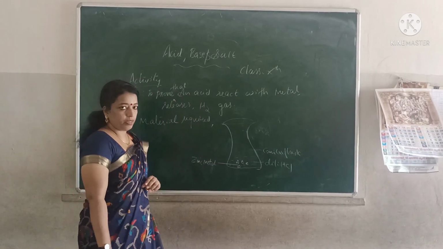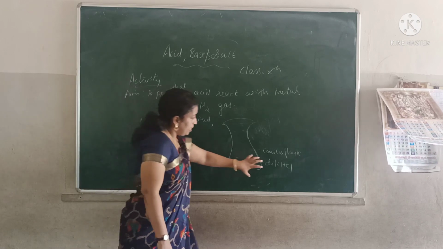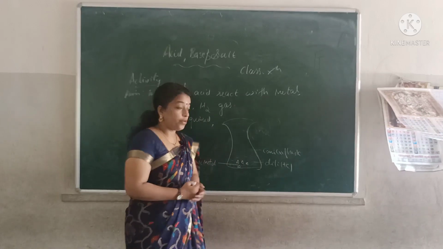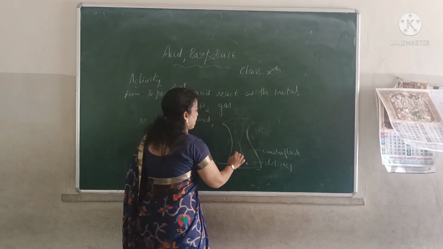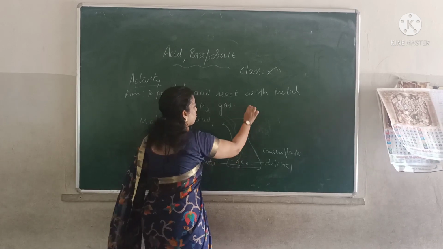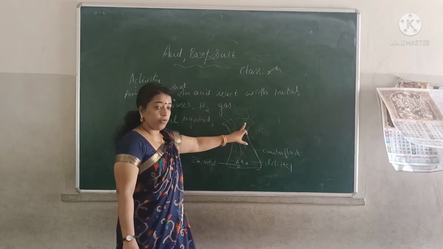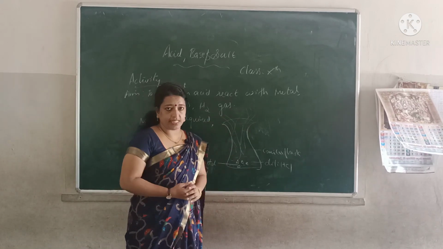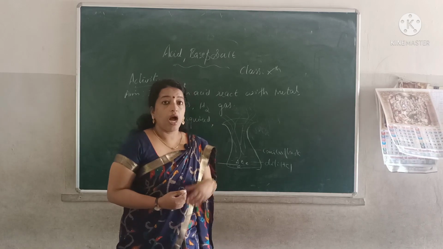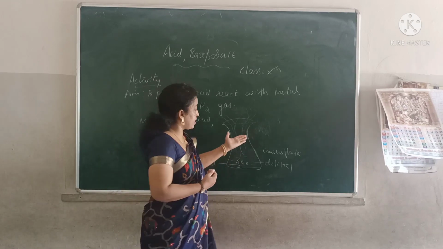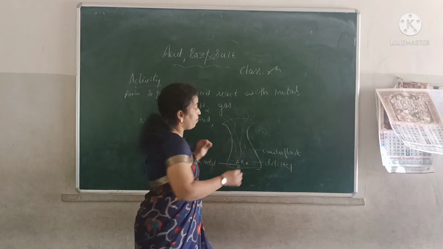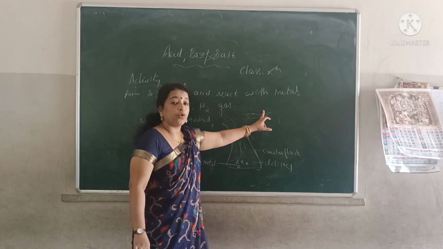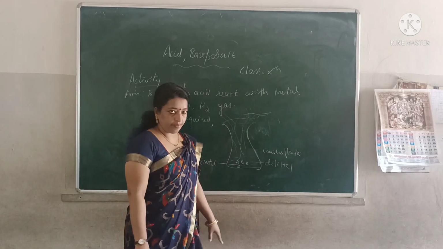Then observe it. You can observe that the dilute HCl and zinc react with each other, and you can see one gas releasing out at the mouth of the conical flask. You don't know which gas it is, so we have to test the gas. How to test? To test the gas, we have to show a burning matchstick at the mouth of the conical flask where the gas is releasing.